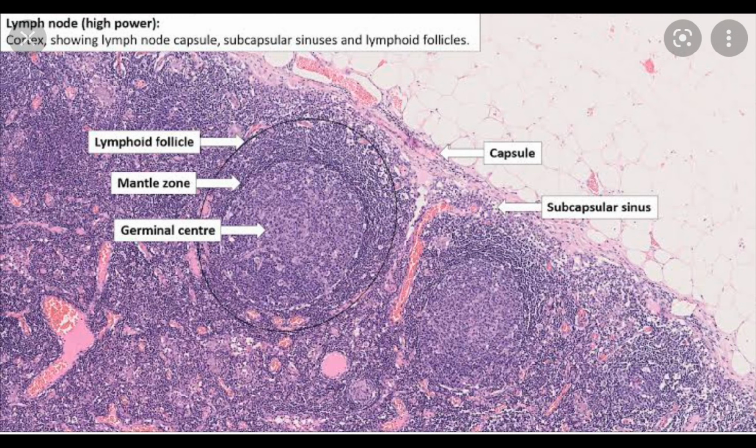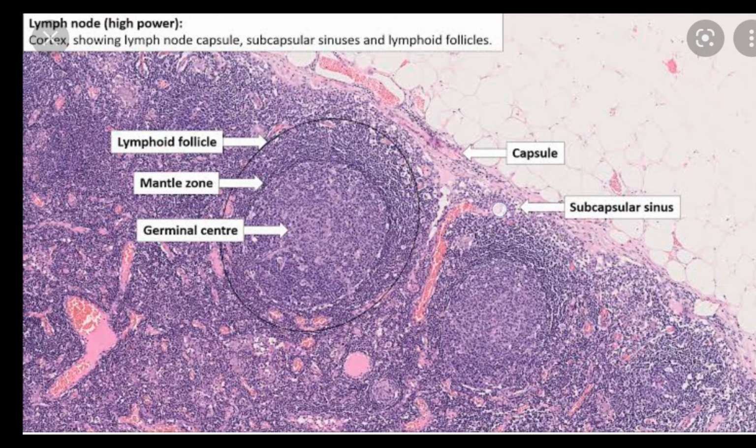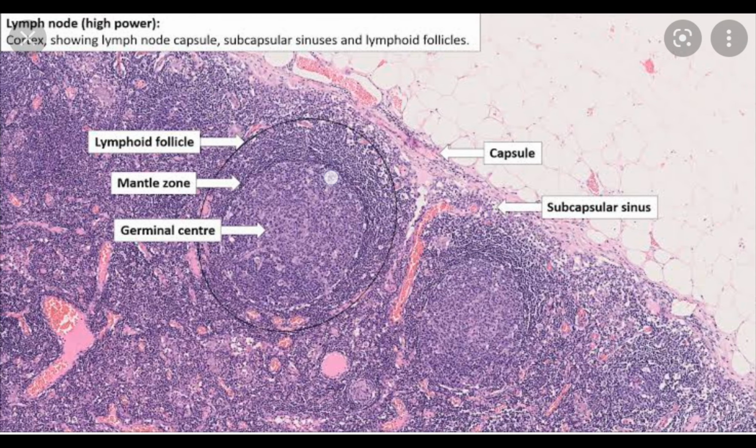Then this next image is of a lymph node. In the lymph node, there are three layers or zones we need to remember. We are starting from the outside: the capsule is there, then the subcapsular sinus. In the center of the lymph node, we have the germinal center. Then surrounding it will be the mantle zone, and surrounding that will be the marginal zone. So we need to remember the innermost is the germinal center, then the mantle zone, and then the marginal zone.